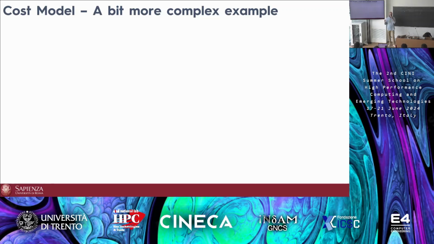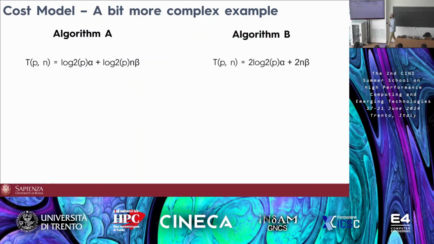I will show you the models for two algorithms for doing the all reduce. The all reduce is another collective operation which is widely used in scientific computing and deep learning. It's really one of the basic building blocks of distributed computing. We have an algorithm A which does a logarithmic number of steps. So the cost model is log 2 p alpha plus log 2 p n beta. That's the first algorithm. The second algorithm does 2 log p steps plus 2 n beta.